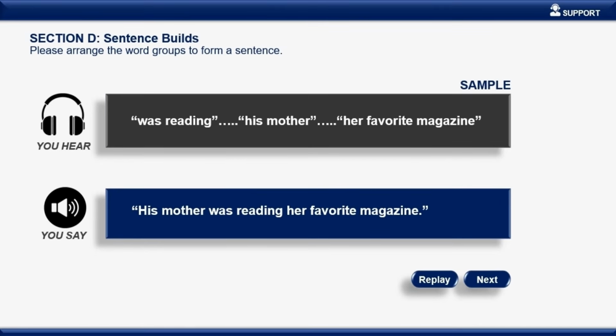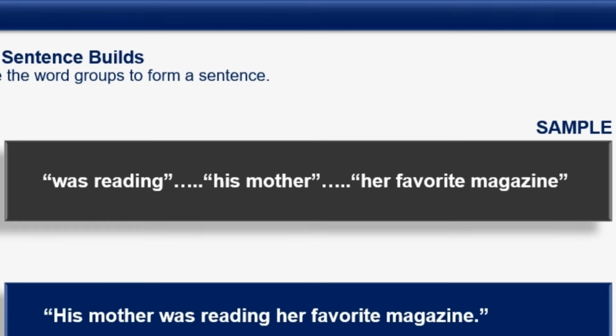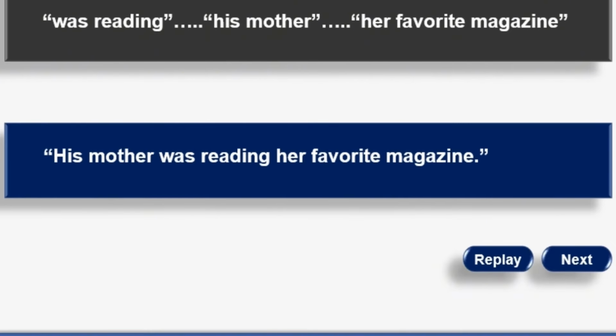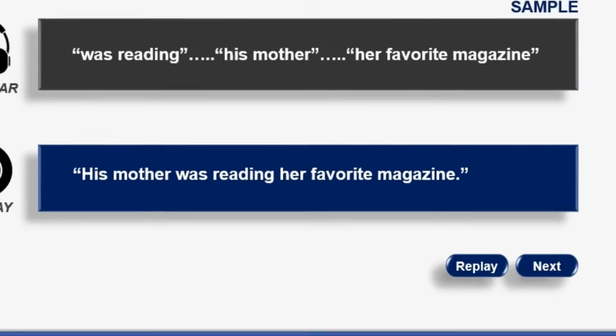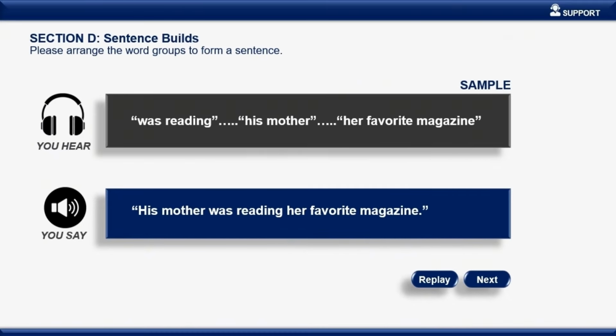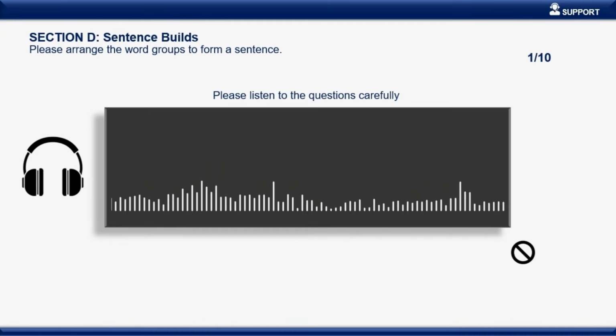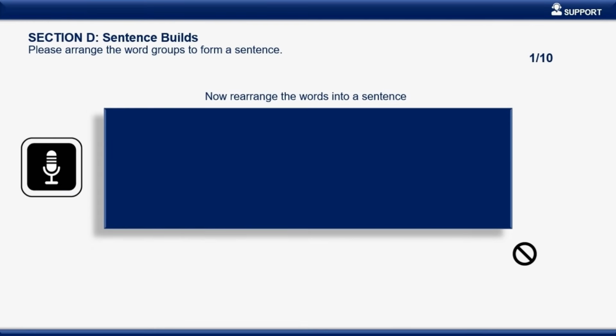Part D, Sentence Builds. Now please rearrange the jumbled word groups into a sentence. For example, a voice says, Was reading. His mother. Her favorite magazine. And you say, His mother was reading her favorite magazine. Honest politicians. Need. Our society. Our society needs honest politicians.